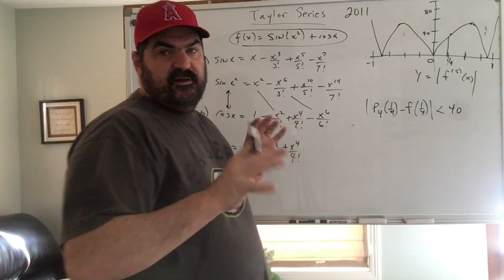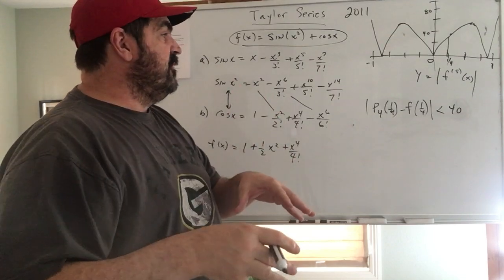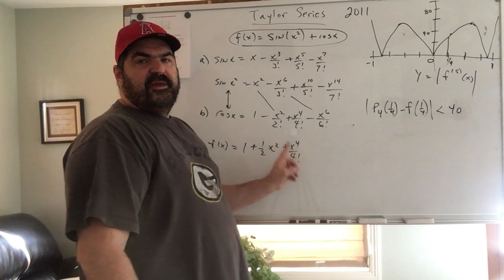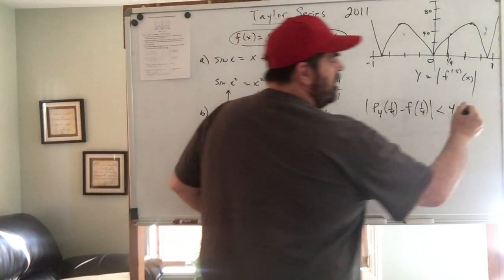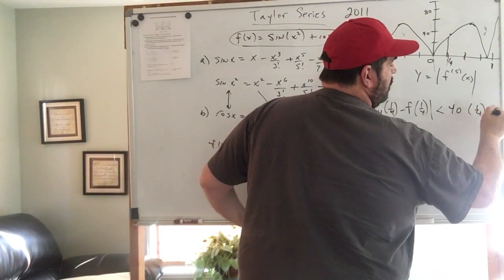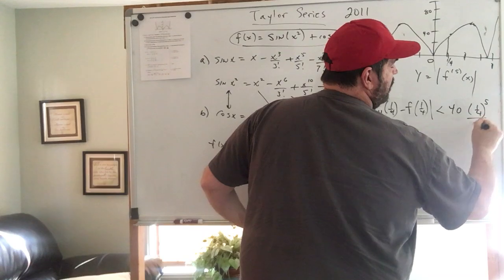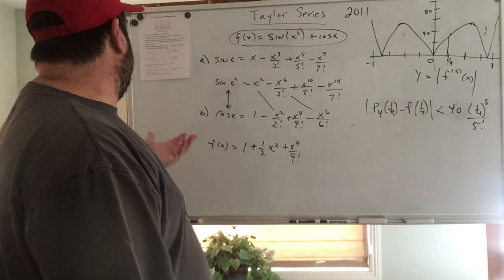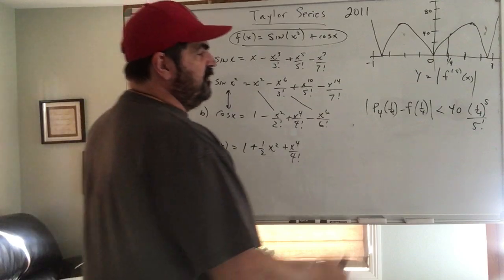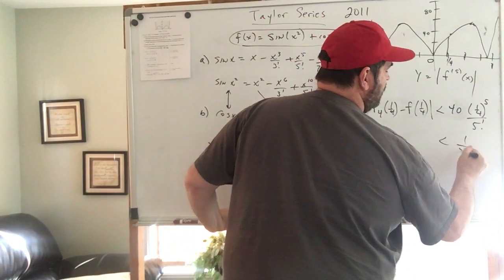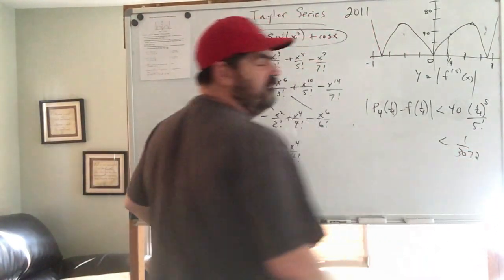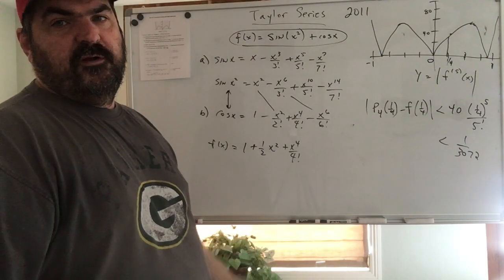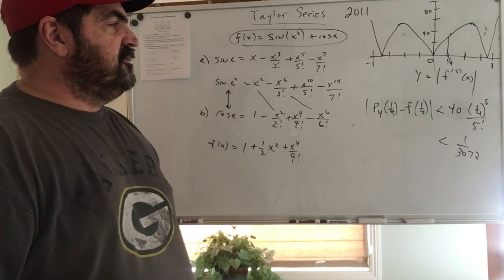Now remember, it's the maximum times the next term. Well, the next term, this was x to the 4th, would be x to the 5th over 5 factorial. And you're plugging in 1/4. All right, so we got to plug that in. You do the math, and it turns out this is 1 over 3072. Well, that's definitely less than 1 over 3,000, so therefore we have shown it.